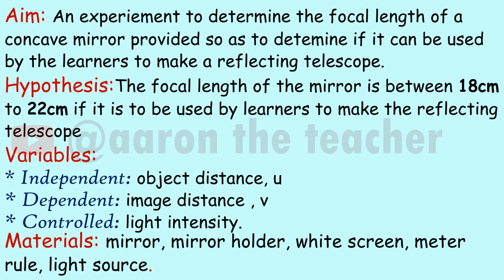And then we are having the variables. Under independent, there is object distance. This time I've used a u, another person will use a b, or another person will use m. They all mean the same provided you execute the data coherently. Dependent variable, we are having image distance v. Controlled, we are having the light intensity. In the materials, there is a light source, a mirror, a mirror holder, a white screen, a meter rule, and a light source.